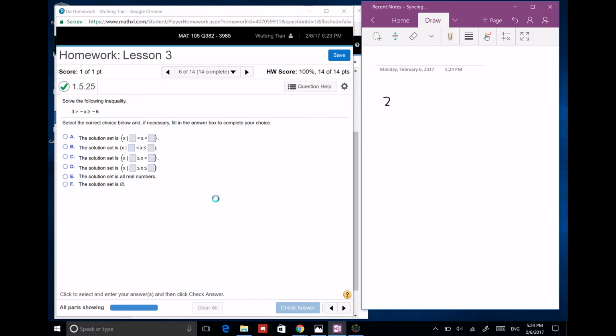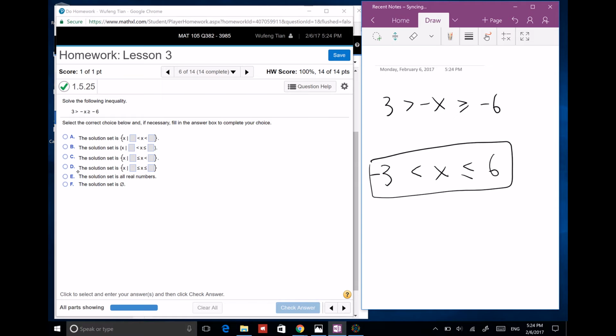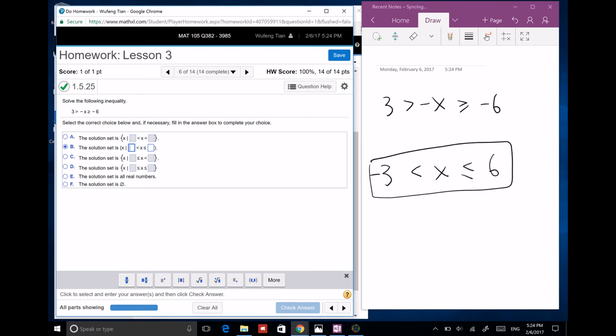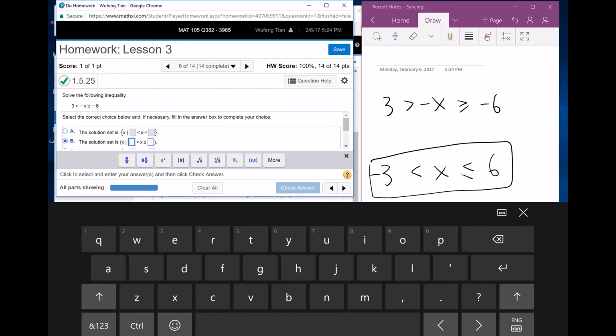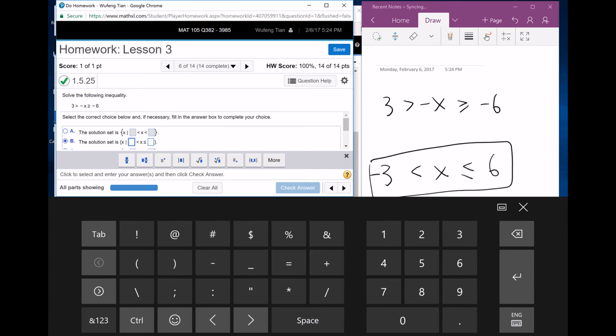Okay, so 3 bigger than negative x, bigger than or equal to negative 6. The answer would be divide everything by negative 1, and at the same time switch the inequality. So it's negative 3 less than x less than or equal to positive 6. You choose this one. You type in negative 3 and you type in 6.